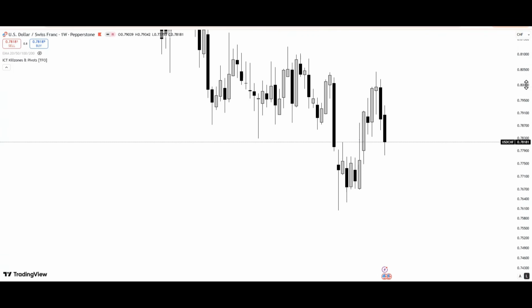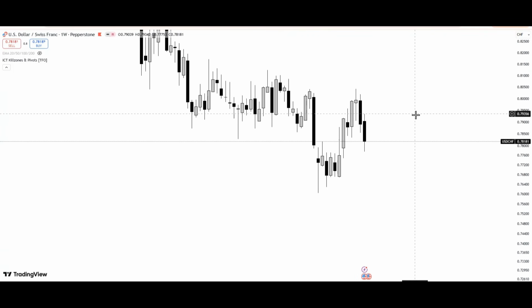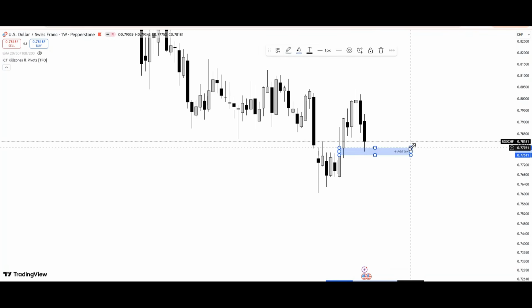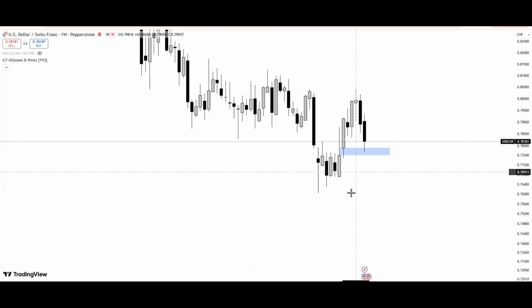So let's look at USDCHF. USDCHF and the dollar index are positively correlated. So if you want to see a bullish dollar, you also want to see a bullish USDCHF. This is the weekly time frame. Again, on USDCHF, you can see we've had this retracement and price has tagged this gap here. This is our volume imbalance. So if we anticipate a bullish dollar, we also want to see the same thing for USDCHF.